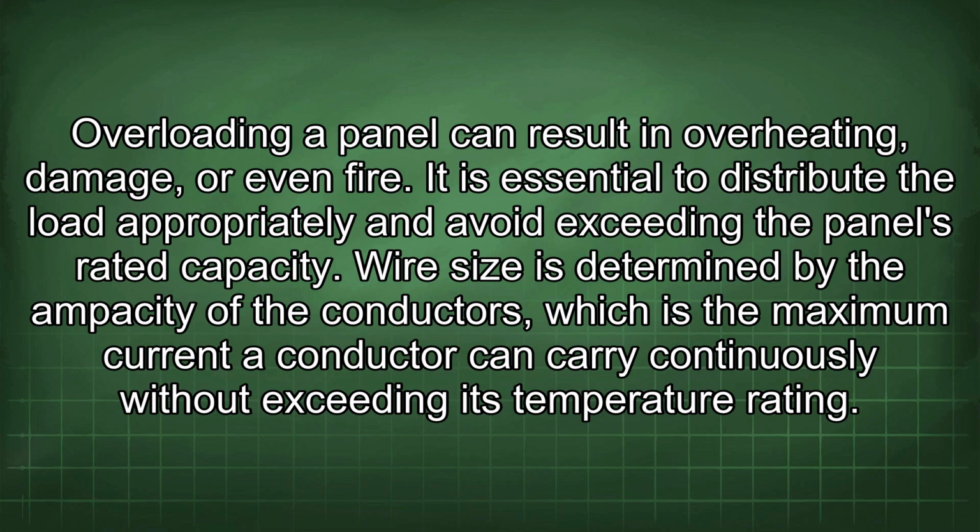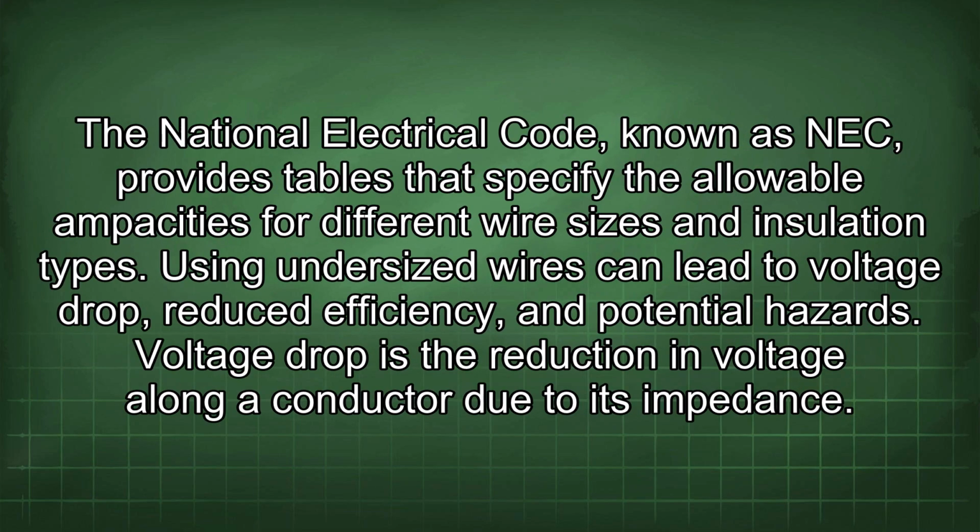Wire size is determined by the ampacity of the conductors, which is the maximum current a conductor can carry continuously without exceeding its temperature rating. The National Electrical Code, known as NEC, provides tables that specify the allowable ampacities for different wire sizes and insulation types. Using undersized wires can lead to voltage drop, reduced efficiency, and potential hazards.